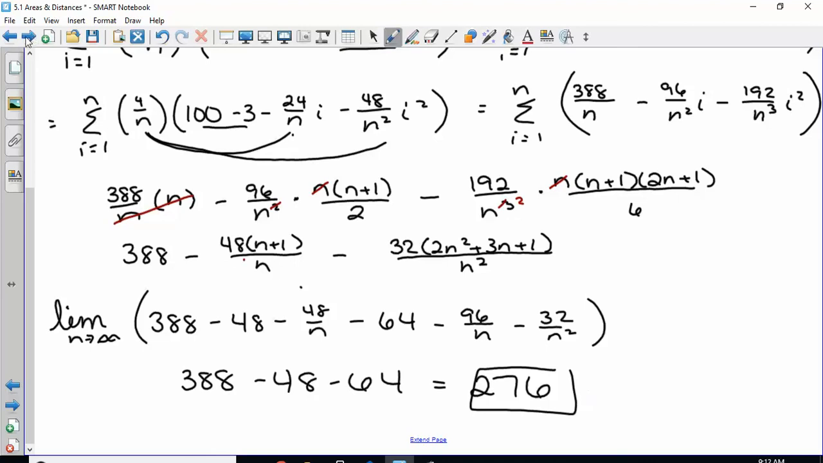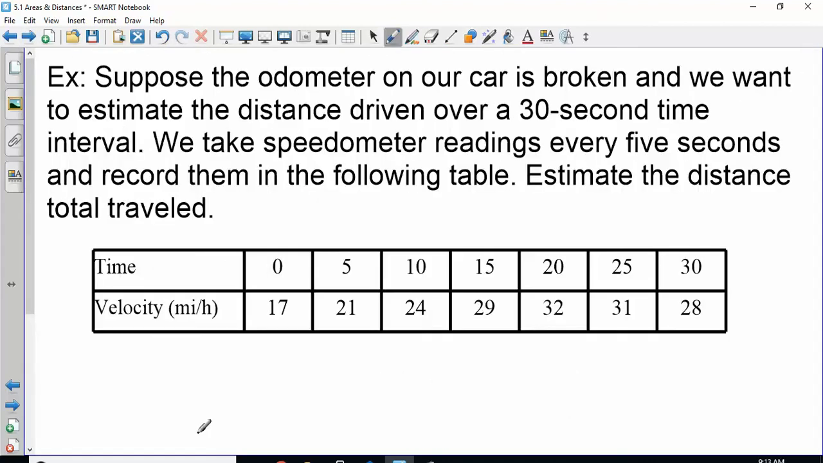The last example I have on here for today is a little bit different. Instead of giving you a formula, I gave you a table. It tells us the odometer on our car is broken and we need to estimate the distance we have driven over a 30-second time interval. We take speedometer readings every 5 seconds and record them in the following table. Estimate the total distance traveled.